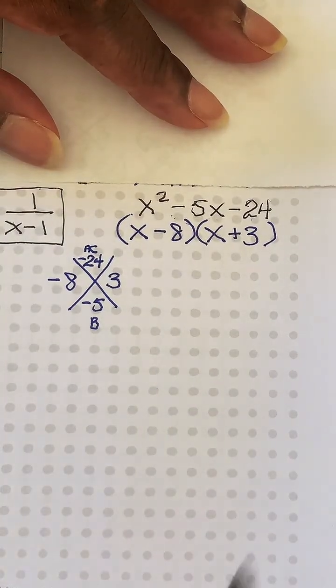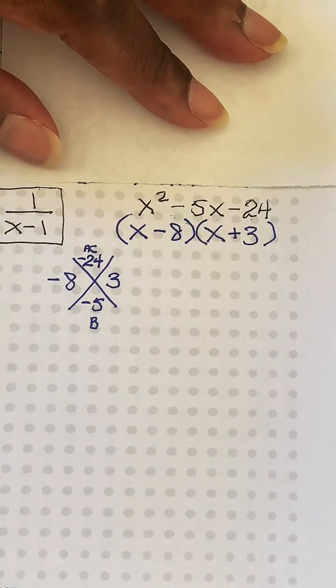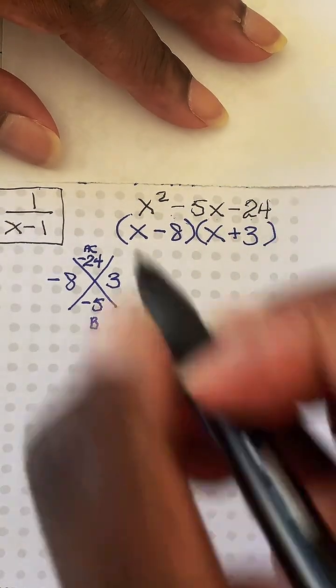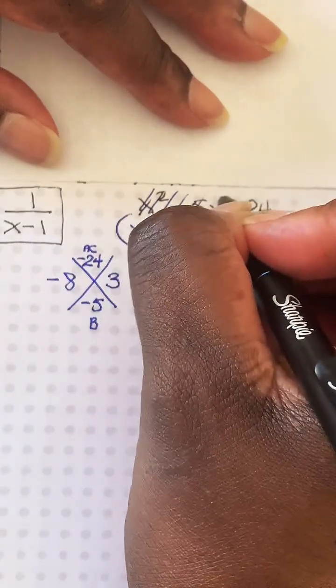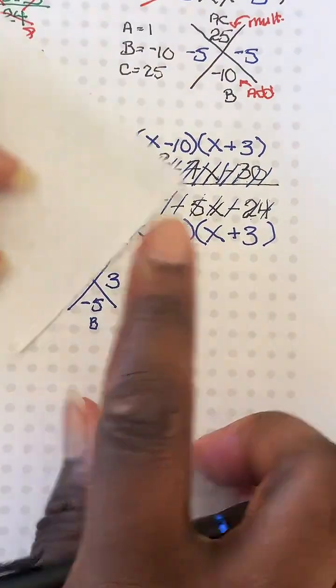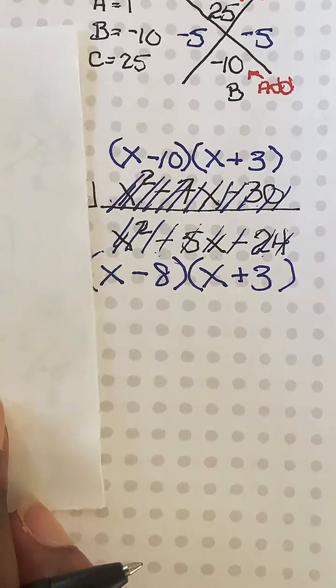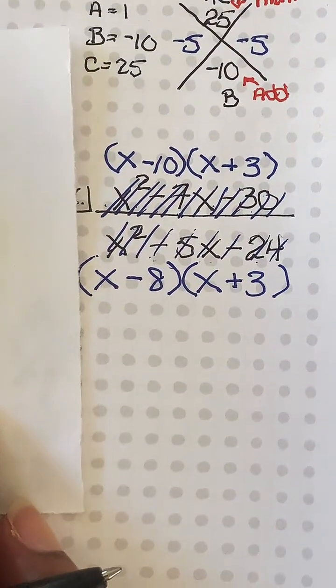Again, this standard form that we have right here does not exist. We're just focusing on the factors. What do you notice?